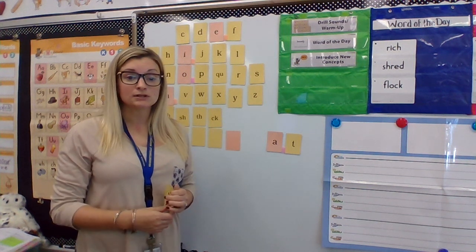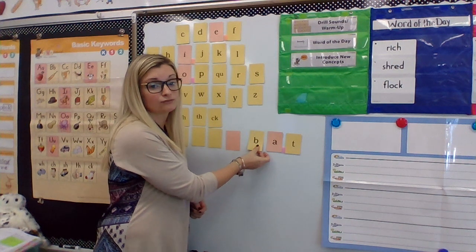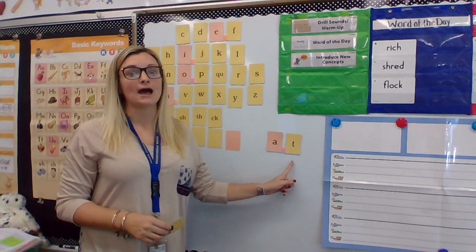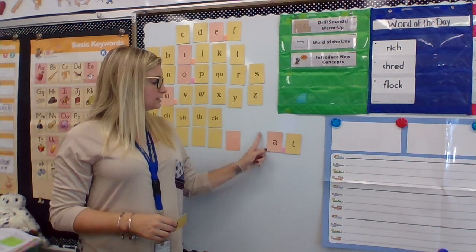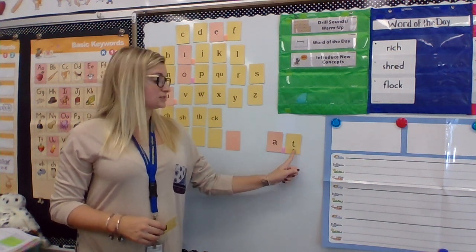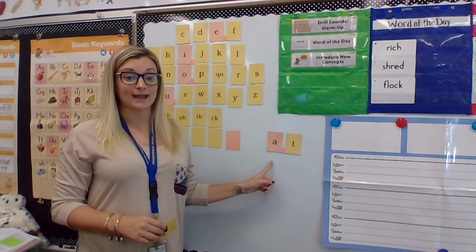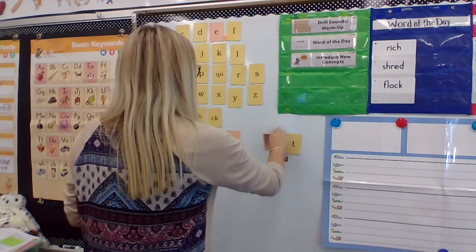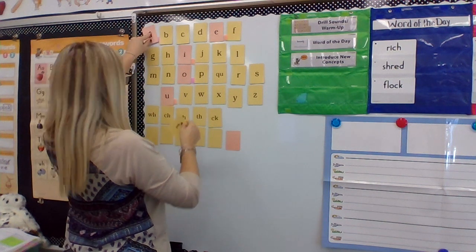We don't really need to worry about if there's a consonant in front of the vowel. We only worry about if there's a consonant after the vowel. So even though this one does not have a consonant in front of the vowel, it's still closed because it's closed in with a consonant. And it makes that short A sound, ah. Okay? All right.